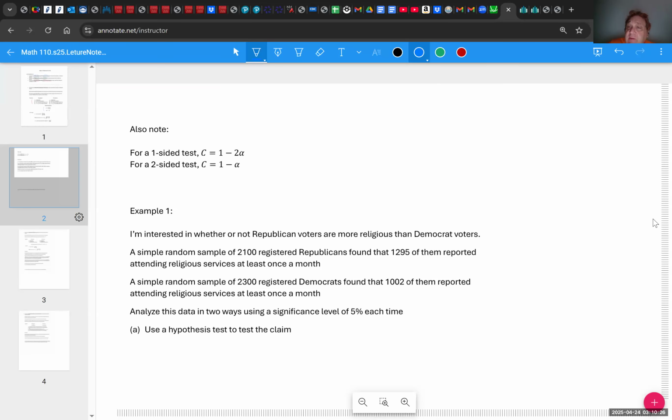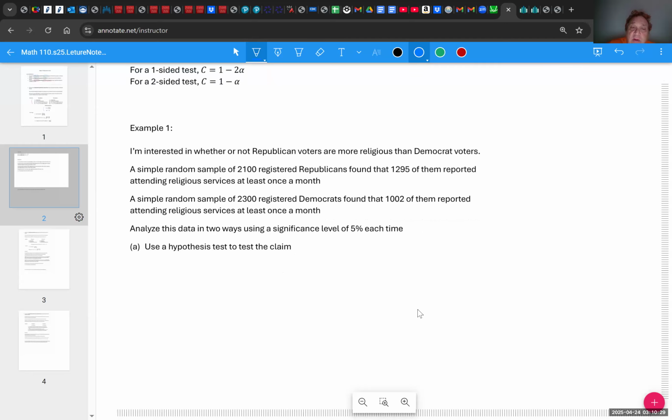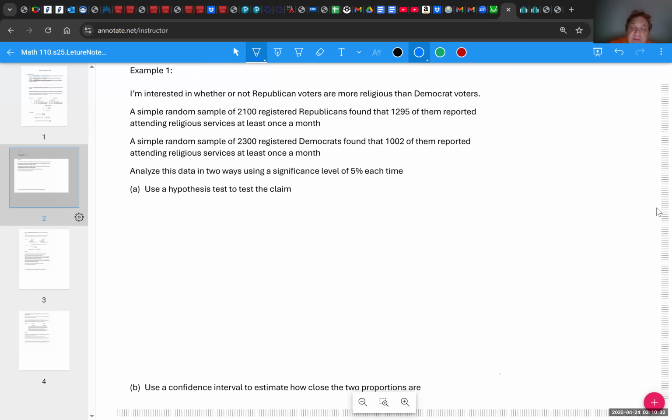And we're going to do it two ways. We're going to use a hypothesis test, and we're going to use a confidence interval. Just to be clear, a hypothesis test tests a claim, whereas a confidence interval is used to estimate something about the population. In this case, we're going to be estimating how close the two population proportions are. So first, we're going to test the claim. The claim is, well, it's up here: are Republican voters more religious than Democrat voters? So there's this idea that we have more Republican voters than Democratic voters with a certain characteristic.